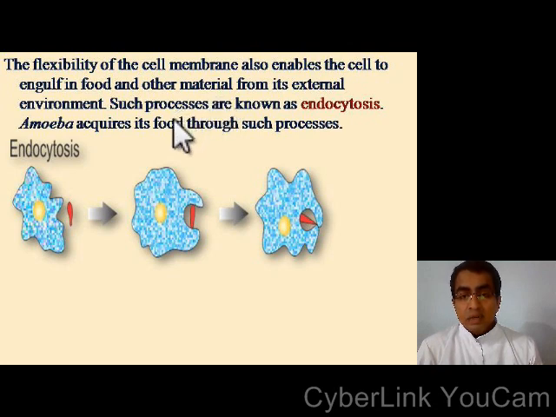We know amoeba produces finger-like projections called pseudopodia, and as a result, it will be able to capture the food. So such a process is known as endocytosis, and amoeba acquires its food through such processes. Here you can see.